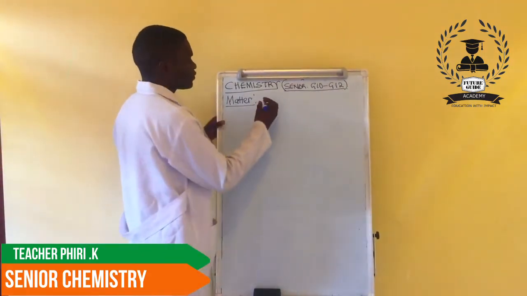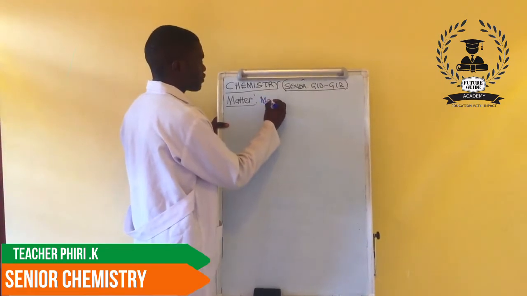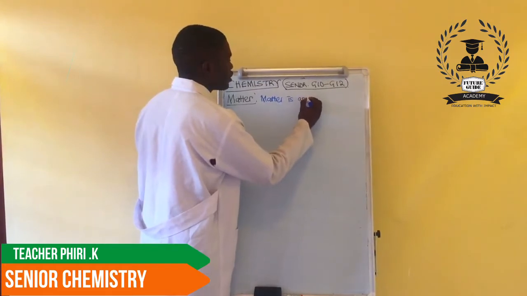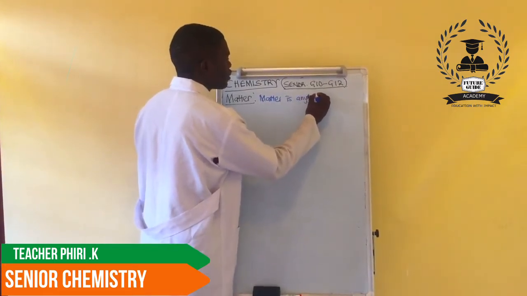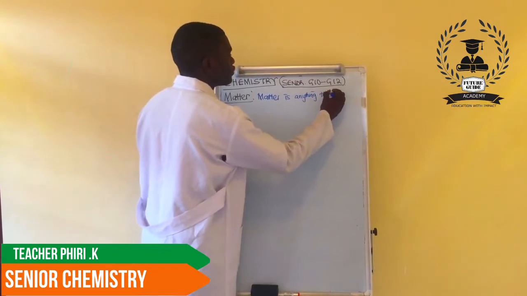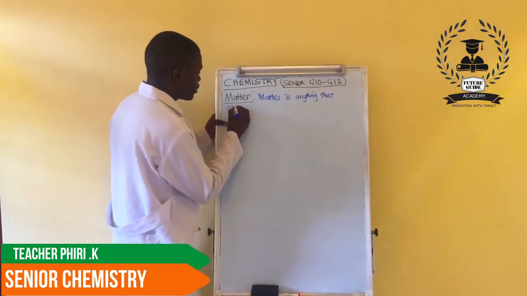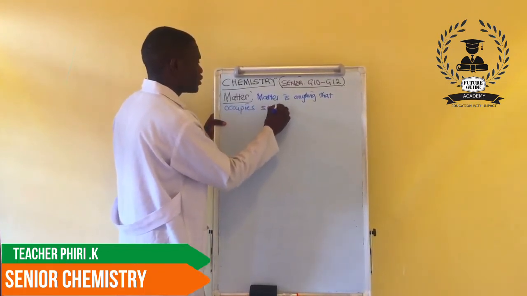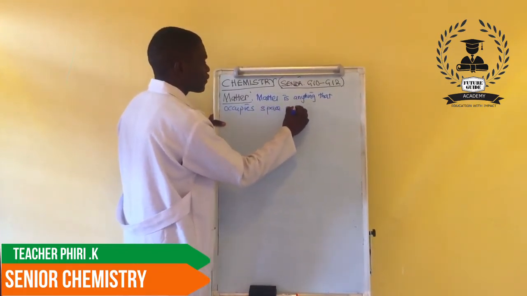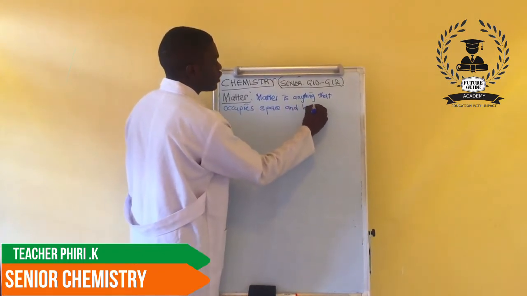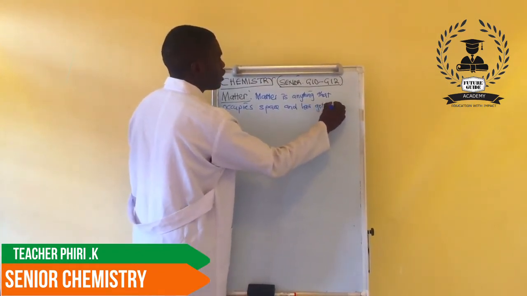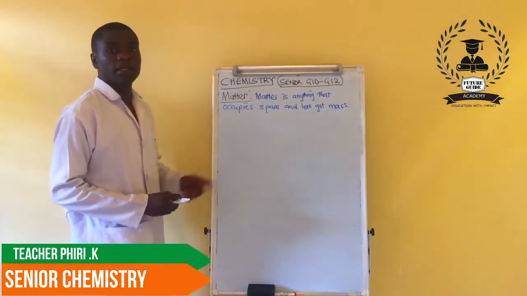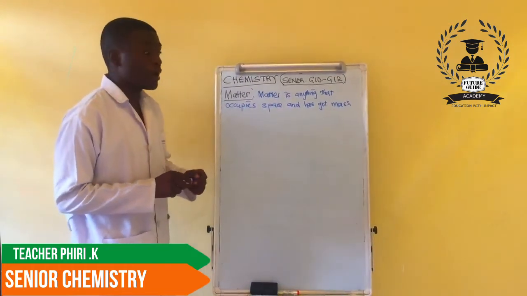We are saying matter is anything that does what? Occupies space and has got what? Mass. So that's a simple way on how we can define matter.